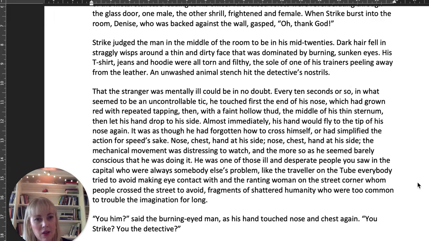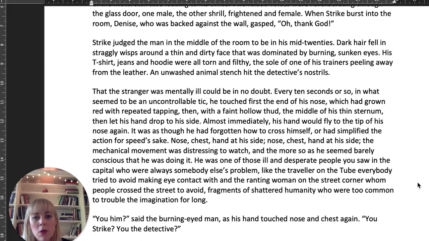Every ten seconds or so, in what seemed to be an uncontrollable tic, he touched first the end of his nose, which had grown red with repeated tapping, then, with a faint, hollow thud, the middle of his thin sternum, then let his hand drop to his side. Almost immediately, his hand would fly to the tip of his nose again. It was as though he had forgotten how to cross himself, or had simplified the action for speed's sake. Nose, chest, hand at his side. Nose, chest, hand at his side.